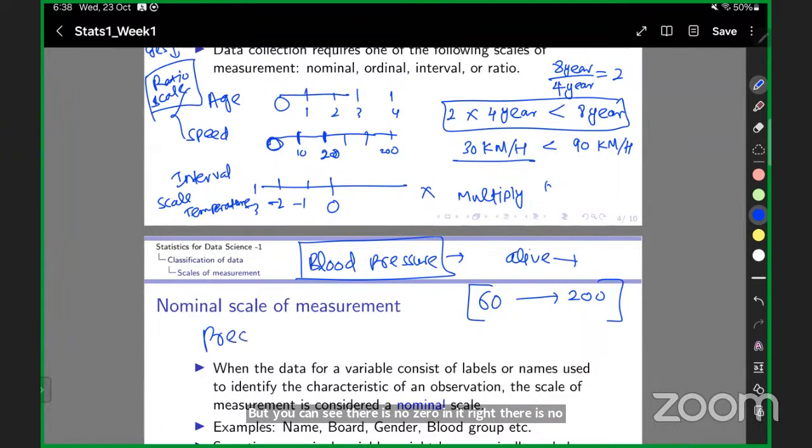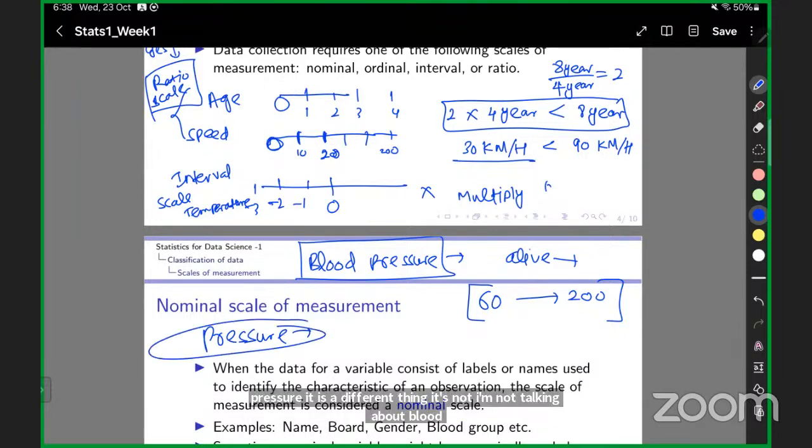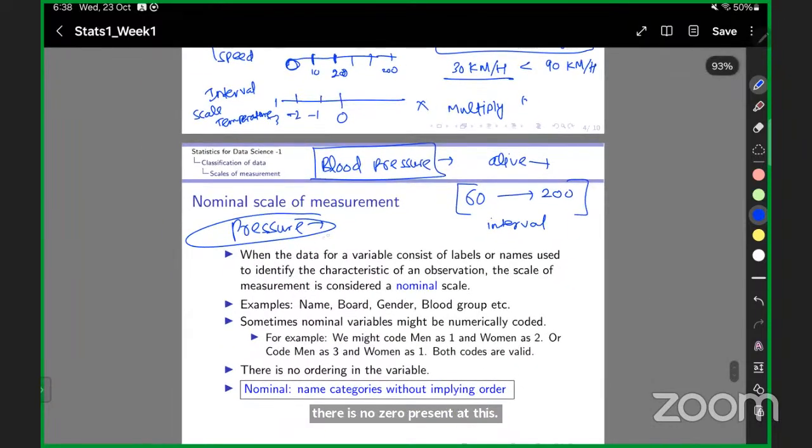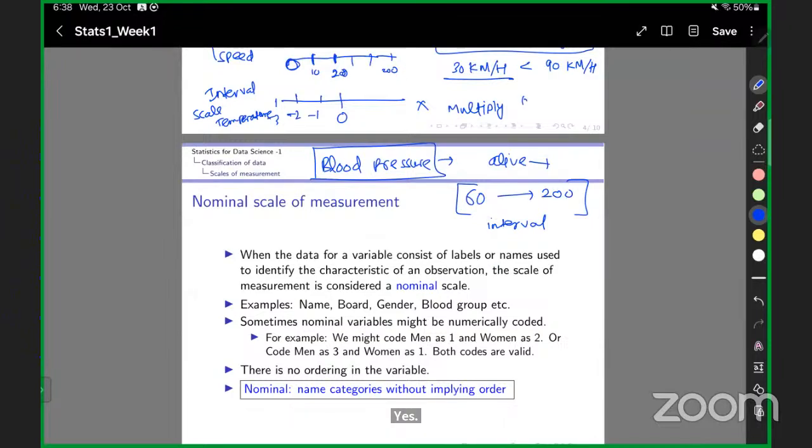I'm not talking about blood now, I'm talking about just pressure. Blood pressure is a different scale. We only measure from 60 to 200, and that's what makes it interval. There is no zero present. It's an interval scale of measurement, because there is no absolute zero. About temperature, it depends on the units. If it's in Kelvin, it can be a ratio scale.